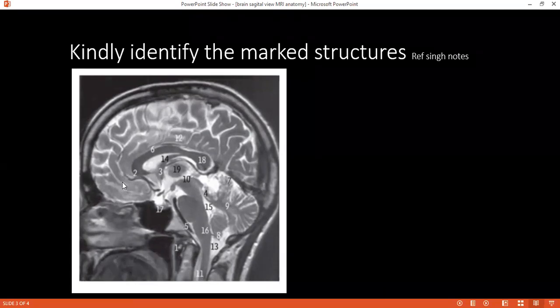Not exactly. 2 is an artery. Which artery? It's a branch. It's an anterior cerebral. Yes, good. Anterior cerebral, which is a branch of which vessel? Which is a branch of middle cerebral artery, which is a branch of internal carotid artery. All right. Now, if you can please identify number 14. It's a middle cerebral artery. No, fornix.